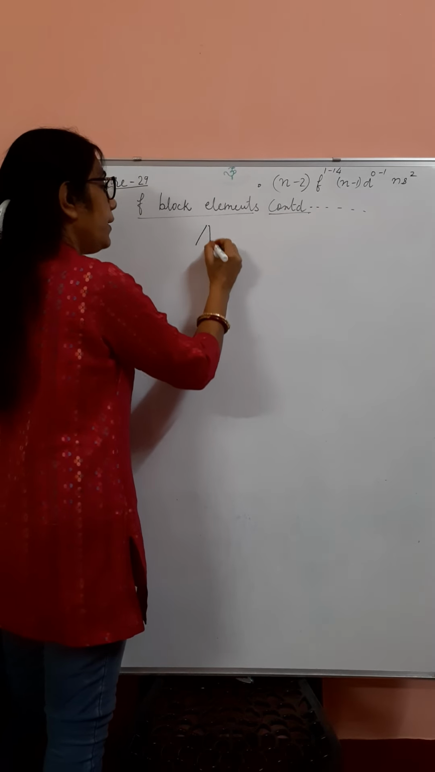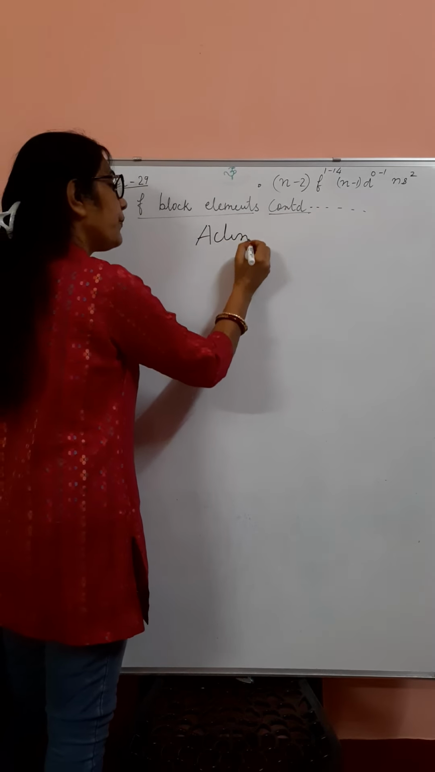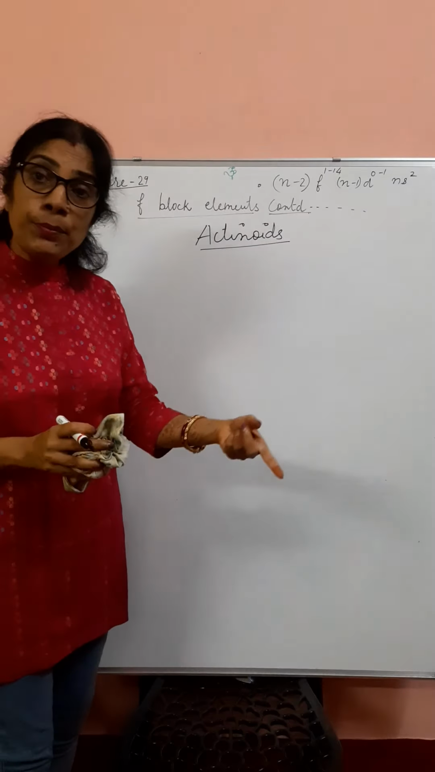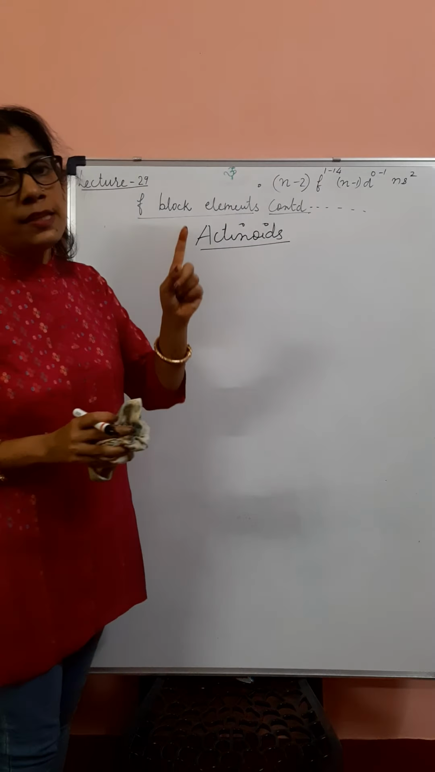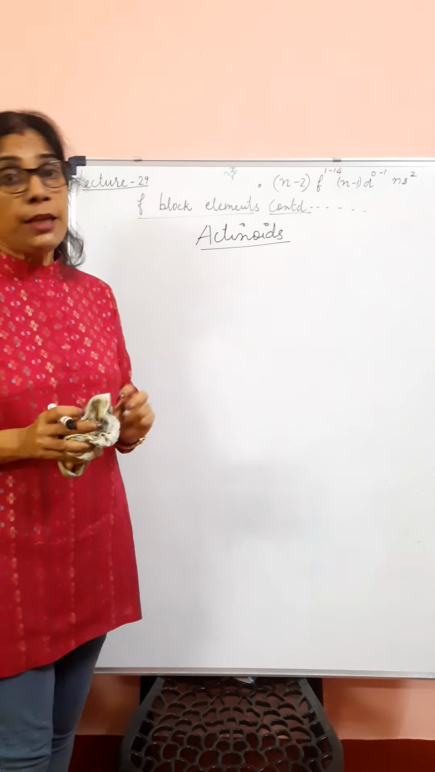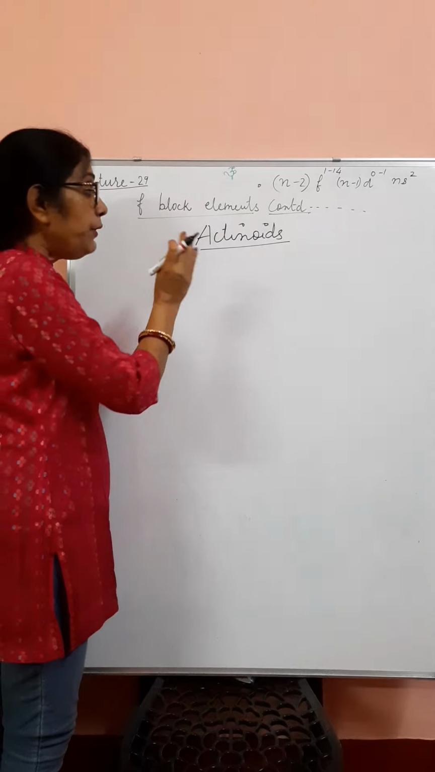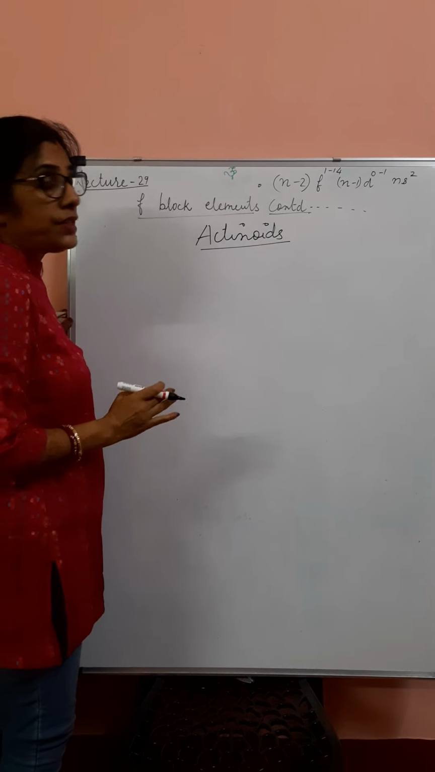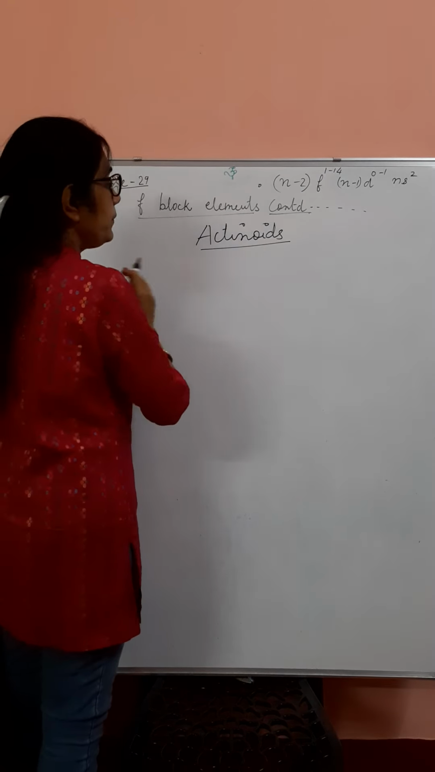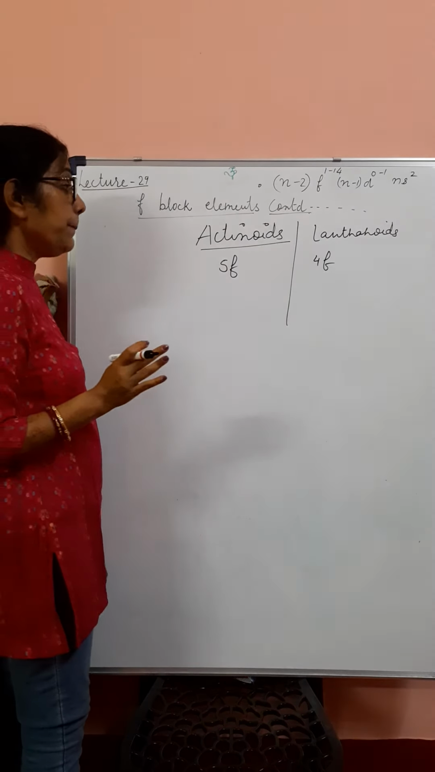Okay. Now, actinoids. As I said, actinoids belong to the 7th period, and here successive filling of 5f orbitals takes place. And there are some important points by which we can distinguish between lanthanoids and actinoids. So here actinoids, and let us make here lanthanoids. As you all know, here successive filling of 4f orbitals, and here 5f orbitals are successively filled.